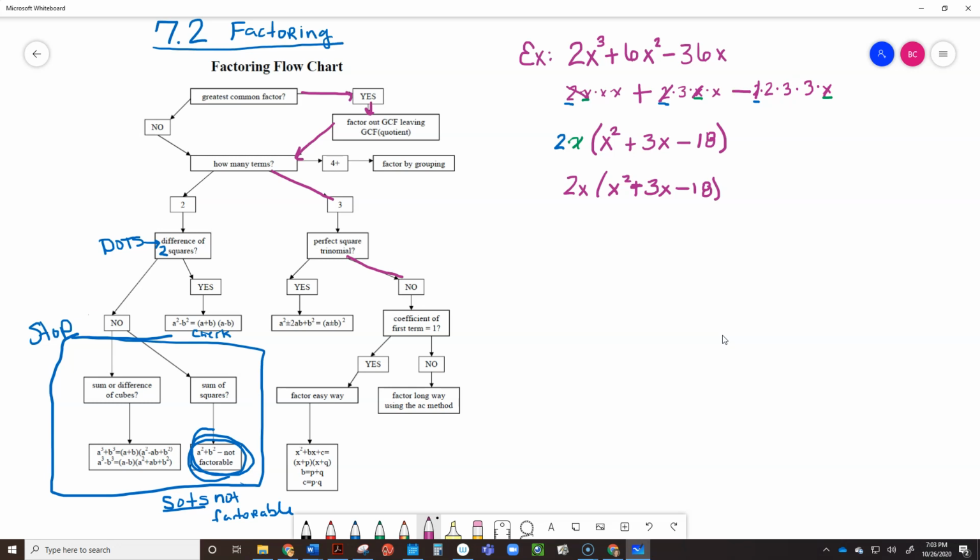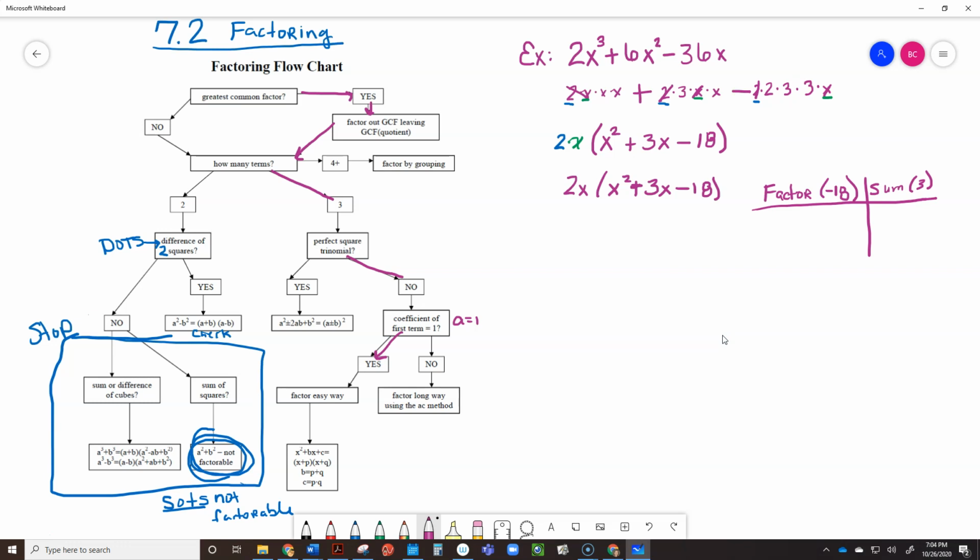Is the leading coefficient, or the A, equal to 1? A is equal to 1. Yes. Then I factor it the easy way. And I'm just worried about the trinomial. So I need factors. I need a factor sum table. Factors of negative 18. And those are going to have a sum of positive 3.